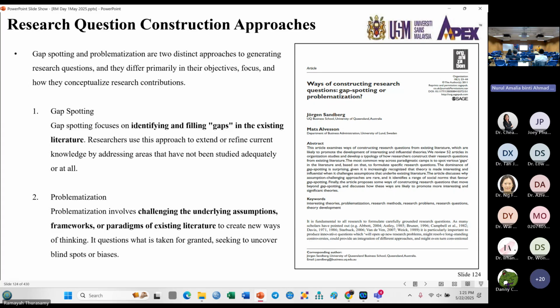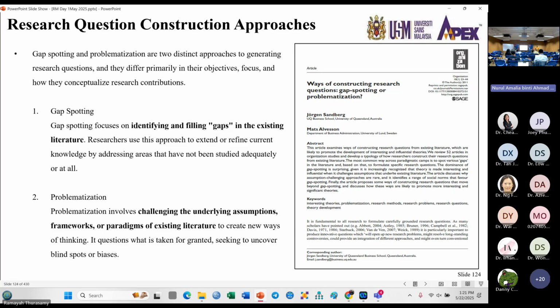There is a paper published in 2017 by a guy called Miles. He identified seven different gaps. Some of the gaps will overlap. This is what we are doing: we find a gap and then say that this is the gap we are trying to fill. That's one way of approaching it.